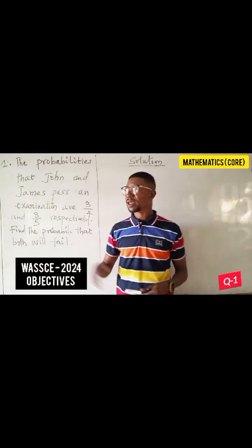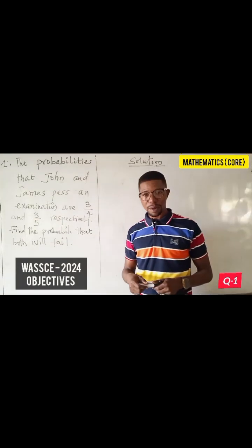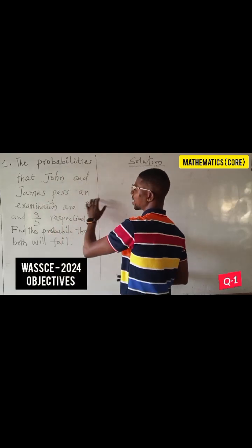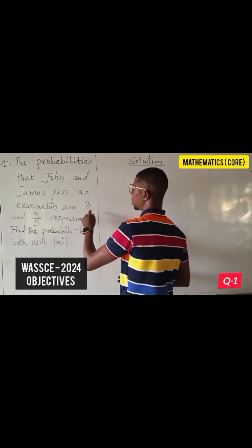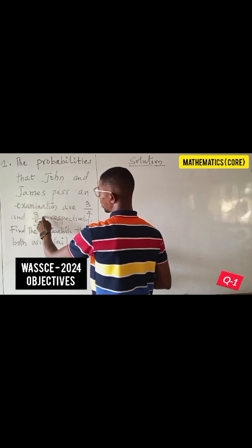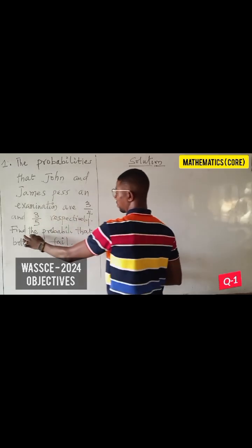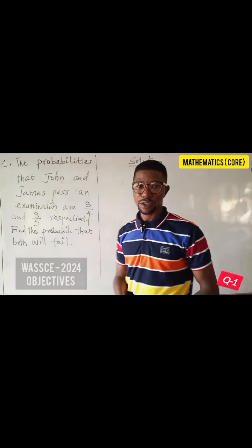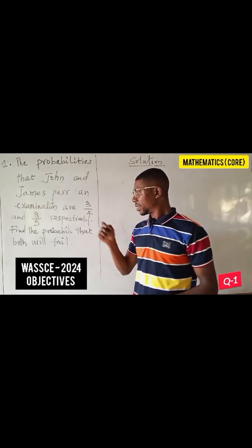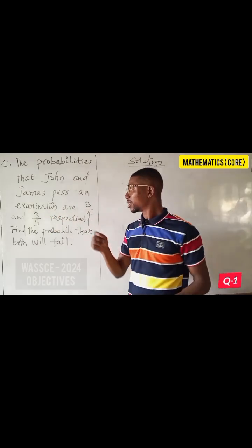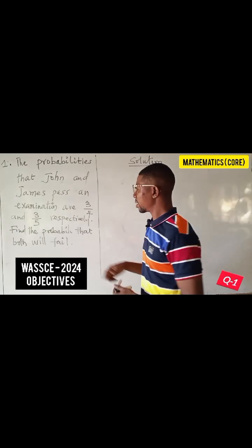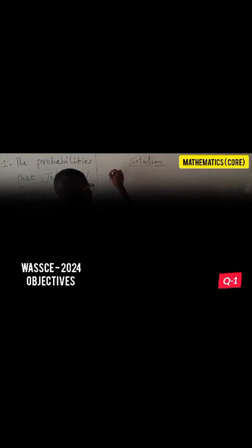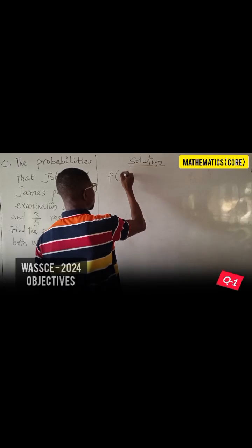So come through it. This particular question is basically on probability. The probabilities that John and James pass an examination are 3/4 and 3/5 respectively. Find the probability that both will fail. So in probability, the values given to us mean that John has passed the exams and that of James too has passed. This is the probability that John has passed the exams.